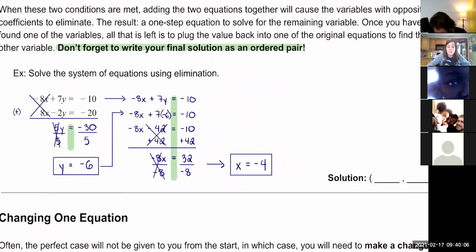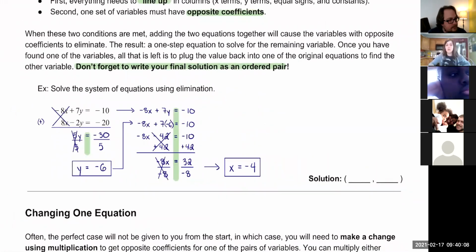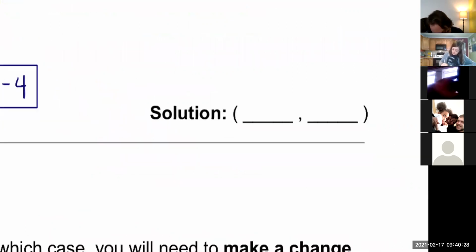What order do I write them in? -6 and -4? Negative 6 and then negative 4? No. -4 and -6. Negative 4 and then negative 6. So good catch. Even though sometimes you may find the y first, the y coordinate always comes second. And if you need a little reminder, I'm going to squeeze it underneath here. X always comes before y. So my final solution is negative 4, negative 6.